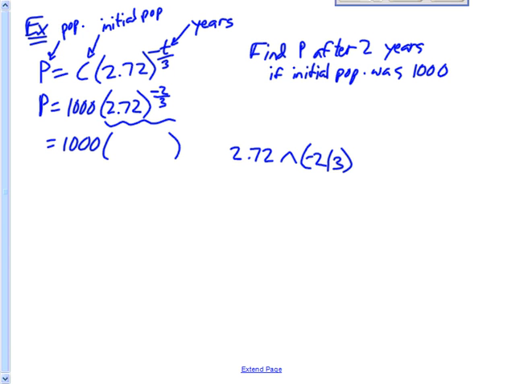Okay, looks like you get 2.72 to the negative 2/3 is 0.513, and then we multiply that by 1,000. Of course, we get 513. 0.513 times 1,000 is 513, and that's 0.513201, by the way. We'll round that, okay?